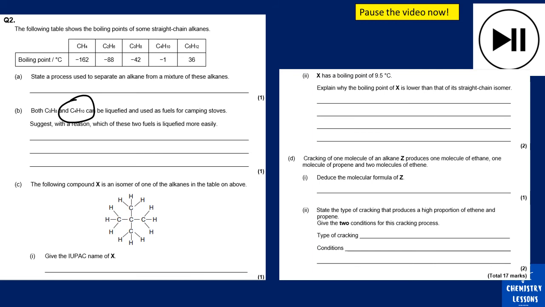IUPAC name for X. Okay, so it looks quite confusing, but we've got to find the longest chain. No matter which way we look at this, the longest chain is 3. So it's propane. And this is, in fact, dimethyl propane. I don't need numbers here because the methyl groups can't be anywhere else. But if you've called it 2,2-dimethyl, the examiner won't hold it against you. So 2,2-dimethyl propane is acceptable, but really it should just be dimethyl propane.